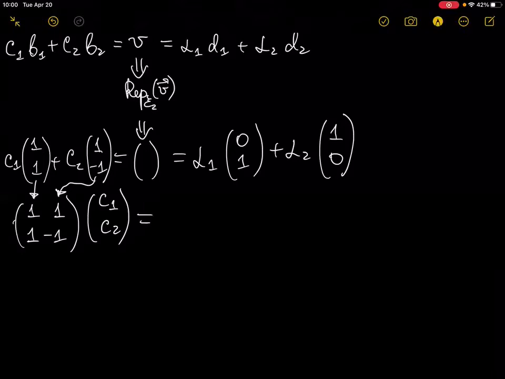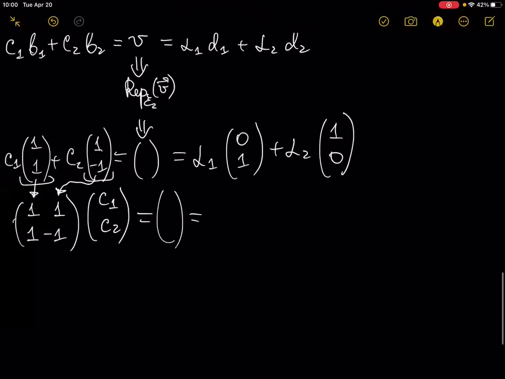And this has to be equal to the same representation with respect to the natural basis. Why? Because these vectors are represented with respect to the natural basis, right? And here we have (0, 1), (1, 0), alpha 1, alpha 2.